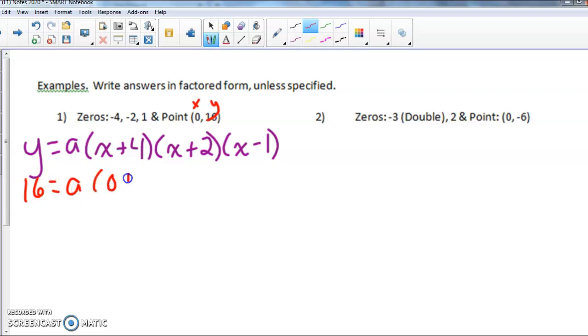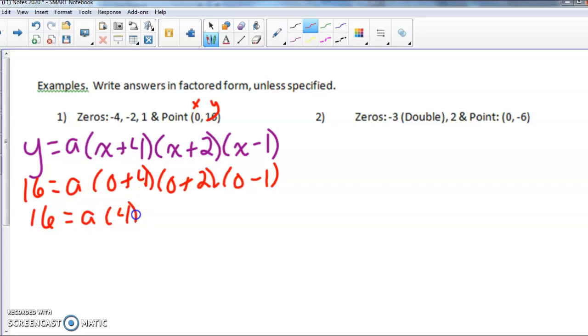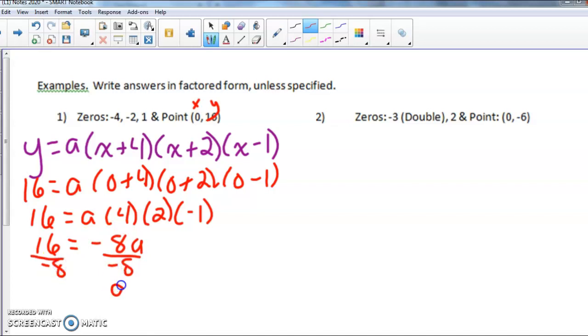All those x's, I'm going to plug 0 in for every single x I see there. Then I need to simplify those sets of parentheses. 0 plus 4 is 4, 2, and a -1. I have to multiply all those things together. 4 times 2 times -1 gives me -8. Divide both sides. This lead coefficient is a -2.